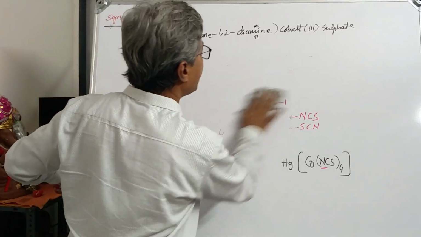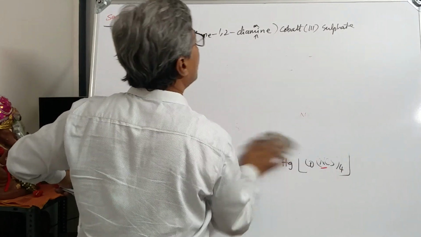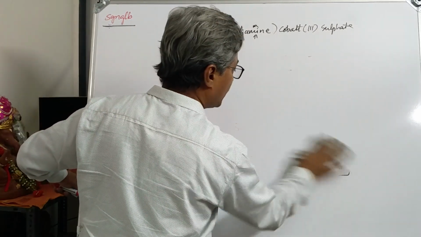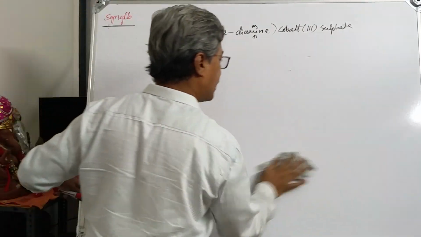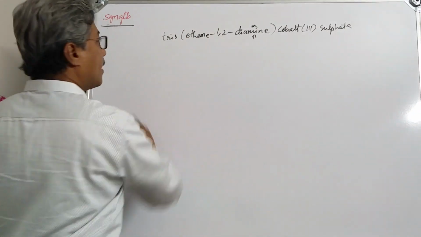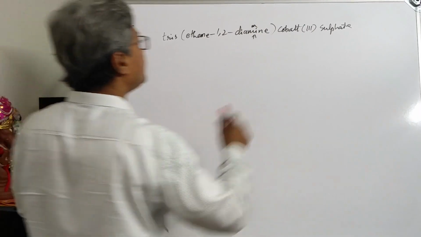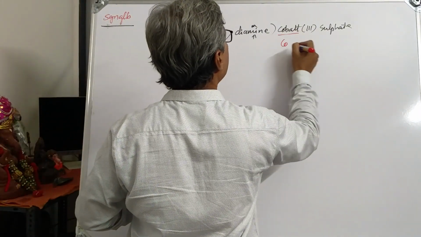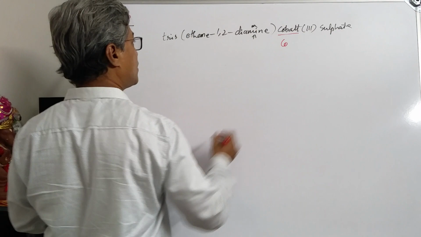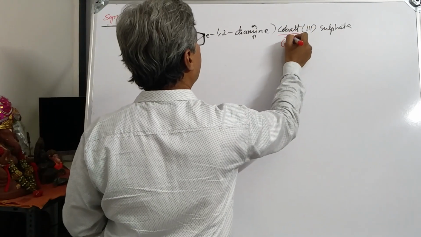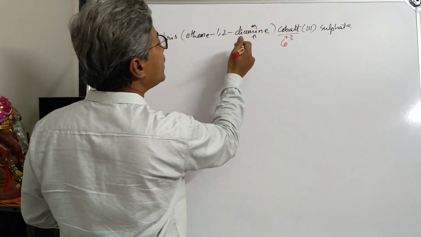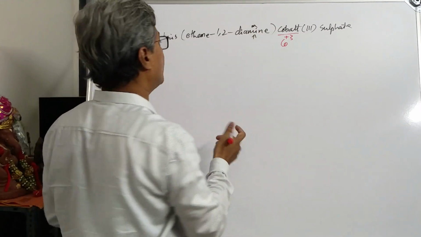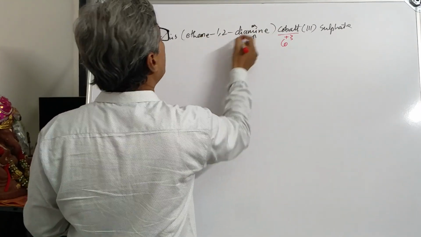Okay, how many metals are there here? Cobalt, only one metal. Therefore, there is no question of finding out which metal is to be placed inside the square bracket. The metal is cobalt. Its oxidation state is +3. What is the ligand? The name which is just before the metal name. What is that? Ethane-1,2-diamine.